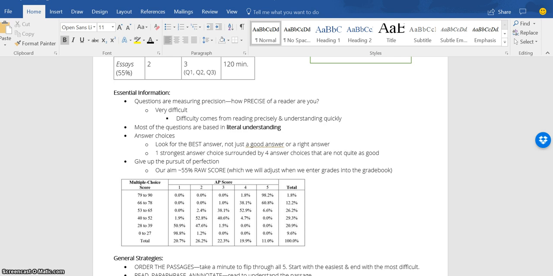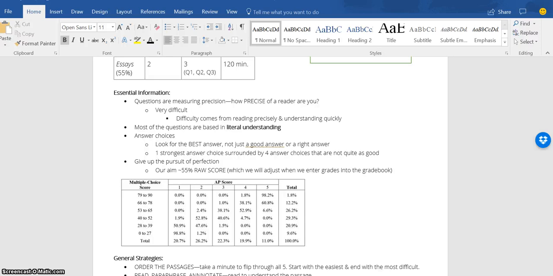Most of the multiple choice questions are based in literal understanding. So you'll read through the passage and the multiple choice questions will ask you what's basically happening in this passage. You'll also have some device identification and things like that. But if you understand the passage, you will do well on the multiple choice. If you do not understand the passage, then the multiple choice is going to be really, really difficult.